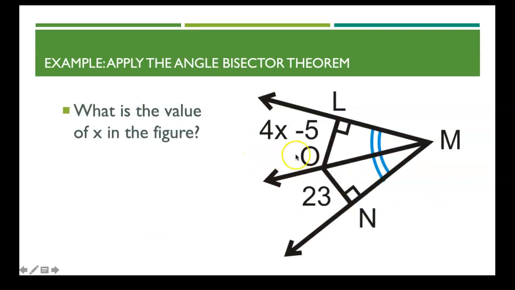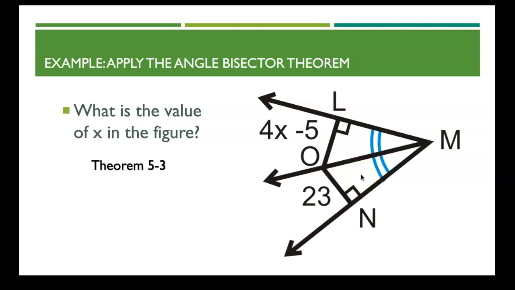Okay, go ahead and give this one a shot. This is going to be theorem 5-3, the angle bisector theorem. These angle marks tell us that these two angles are the same measure. Therefore, this is an angle bisector. And here's what we're going to do. We're going to say LO and NO are the same length. So set up an equation and solve for x in this figure.